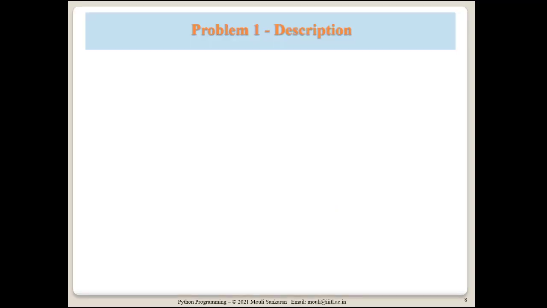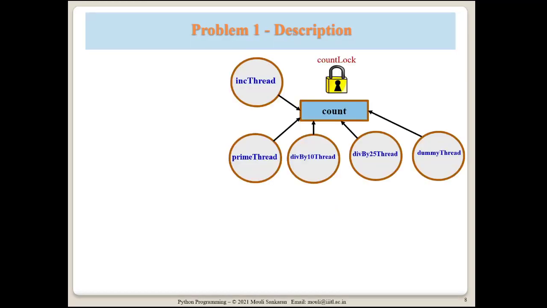Okay, now let us look at the problem. I want to use one lock, count lock, to protect the variable count. There are an increment thread, a prime thread, a divisible by 10 thread, a divisible by 25 thread, and a dummy thread.